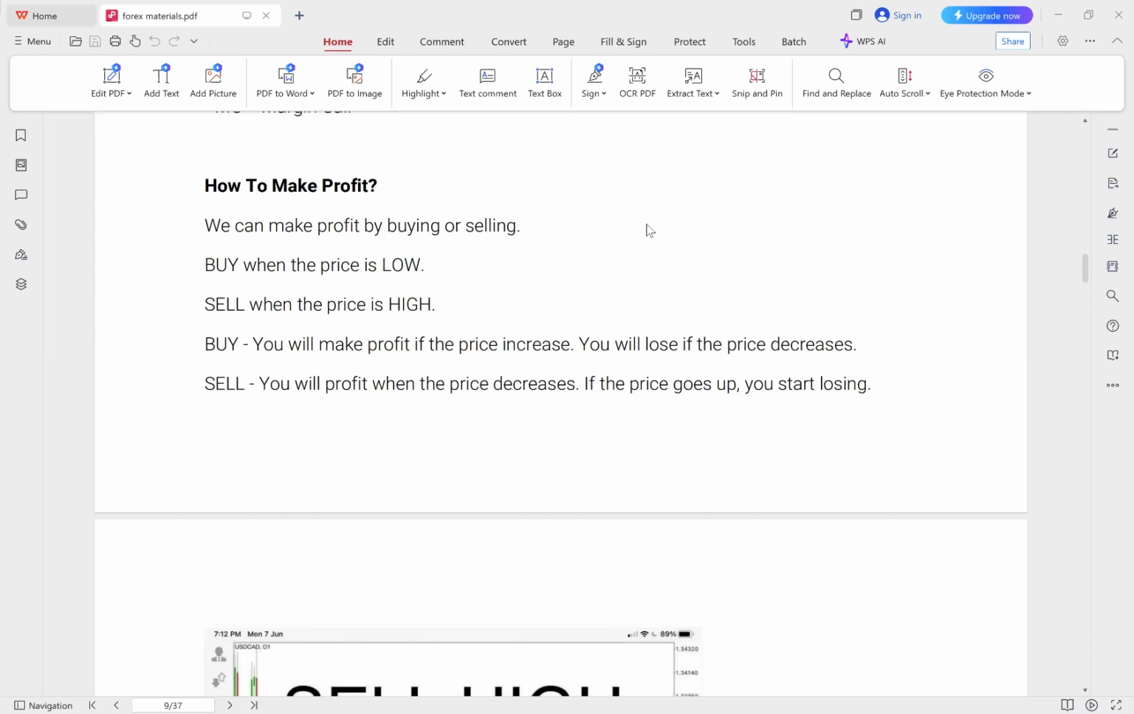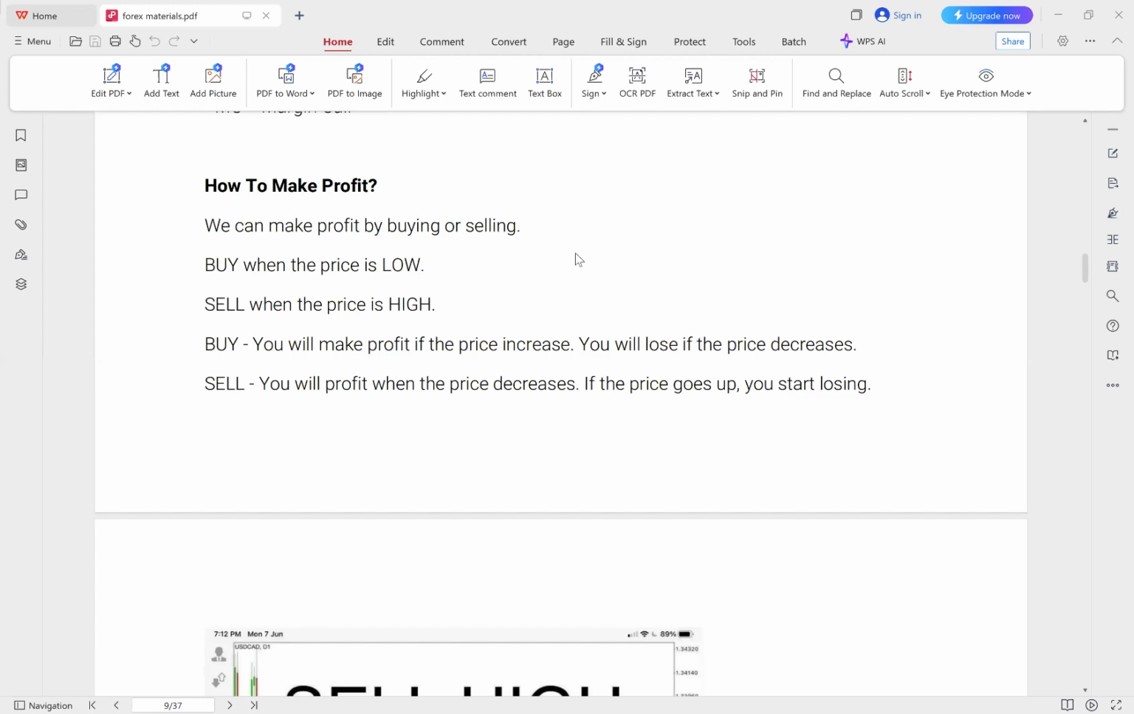To make profits in Forex, you are either buying or selling. You can make profits from either buying or selling. And I mentioned at the beginning that the difference between Forex and stocks is that in Forex, you can make money from buying. You can also make money while selling.